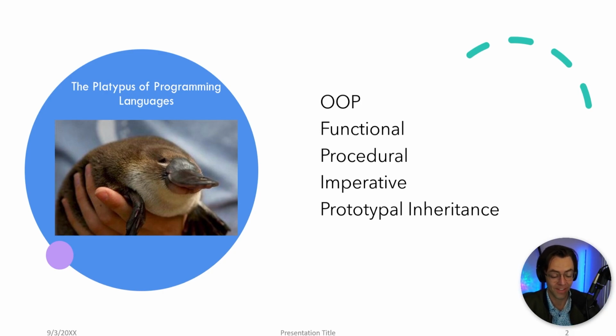And JavaScript is in the same exact boat. It's a programming language that's object-oriented. It's functional. It's procedural. It's imperative. It has a crazy form of inheritance. And I think that's actually part of the charm of why people love JavaScript so much. It breaks all the rules. And when you're that cute, when you're a platypus, or when you're JavaScript, you can break all the rules that you want to, and nobody's going to say anything.